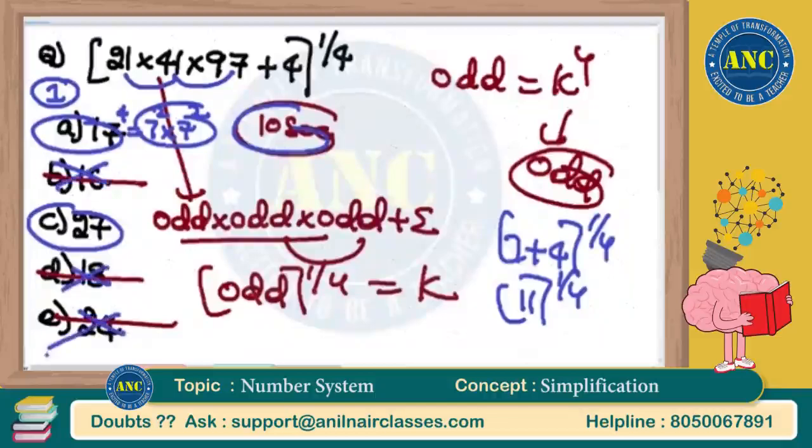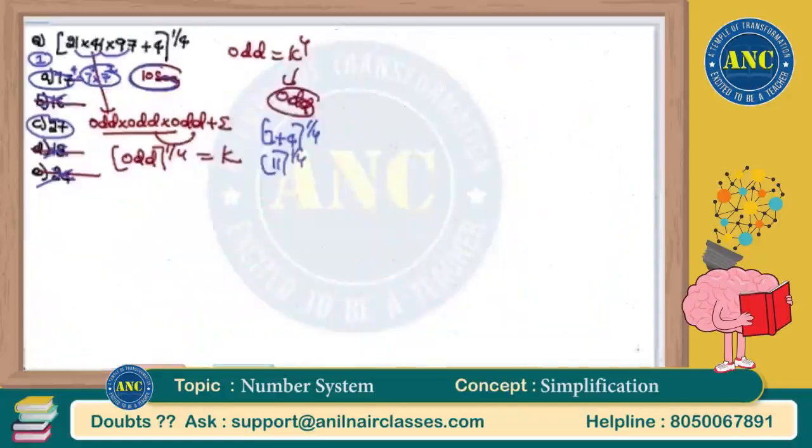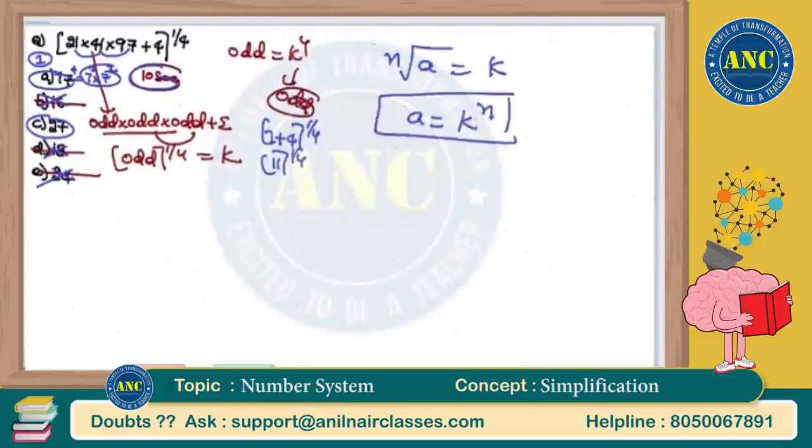16, 18 and 24: how are they eliminated? 21 is an odd number, 41 is an odd number, 97 is an odd number. Odd, odd, odd is an odd number. 4 is an even number. Odd plus even is an odd number. Already we discussed in our class, whenever you get nth root of a equivalent to k, replace it: a equivalent to k power n. I hope it is clear, right, sir?